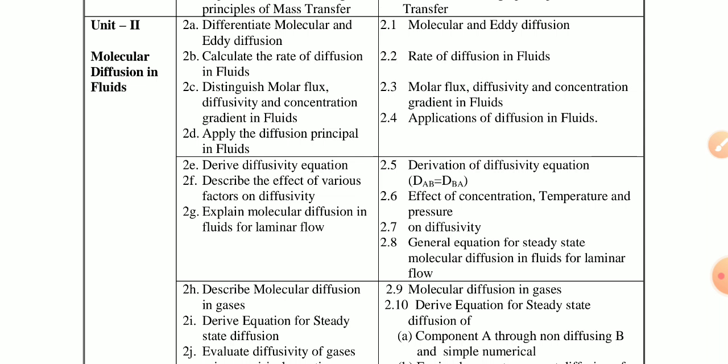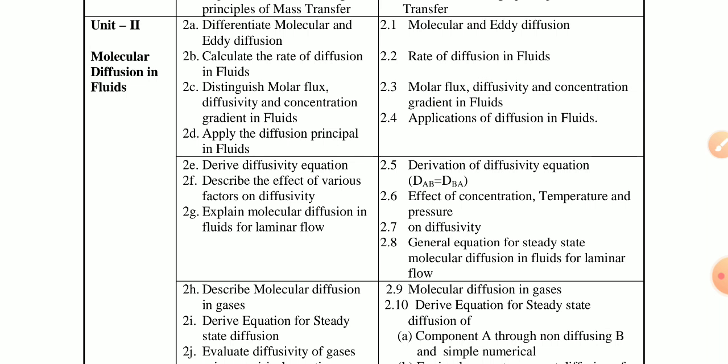Derivation of diffusion equations, which we will derive. Describe the effect of the various factors on diffusivity. Explain molecular diffusion in a fluid for laminar flow. Derivation of diffusivity equations. DAB is equal to DBA. Effect of concentration, temperature and pressure. Okay, and pressure and diffusivity. General equations for steady state molecular diffusion in a fluid in laminar flow.